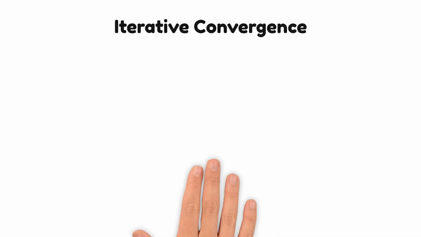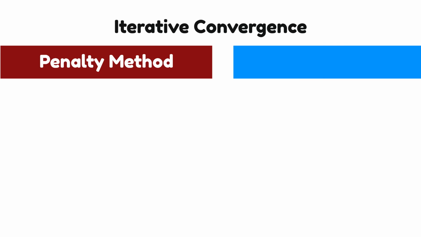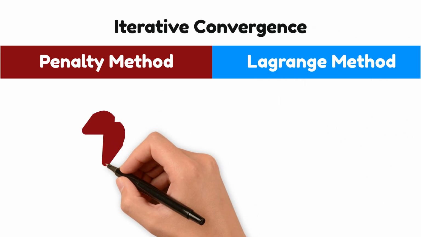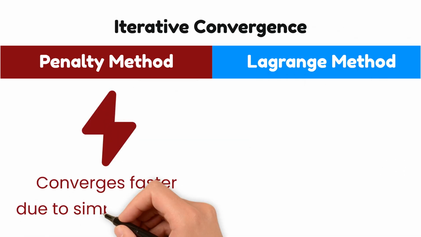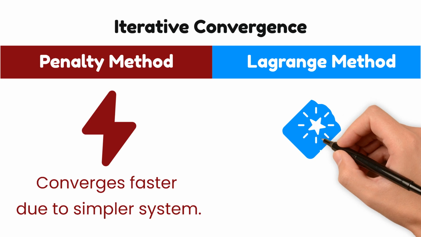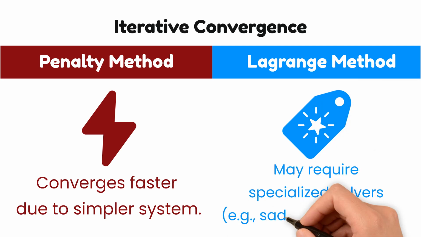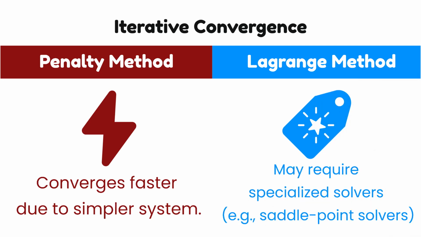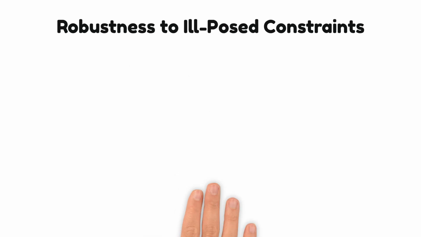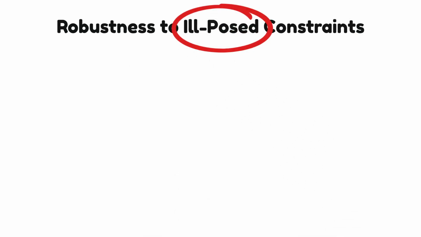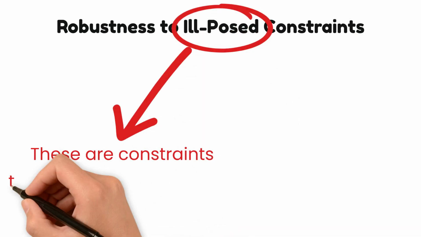So when it comes to convergence, the penalty method usually converges faster because the system it creates is simpler and smaller. The Lagrange method may take longer to solve. It introduces more unknowns and might need some special solvers basically that are really designed for saddle point systems or the complex matrices. Next, let's look into the robustness of these methods to ill-posed constraints.